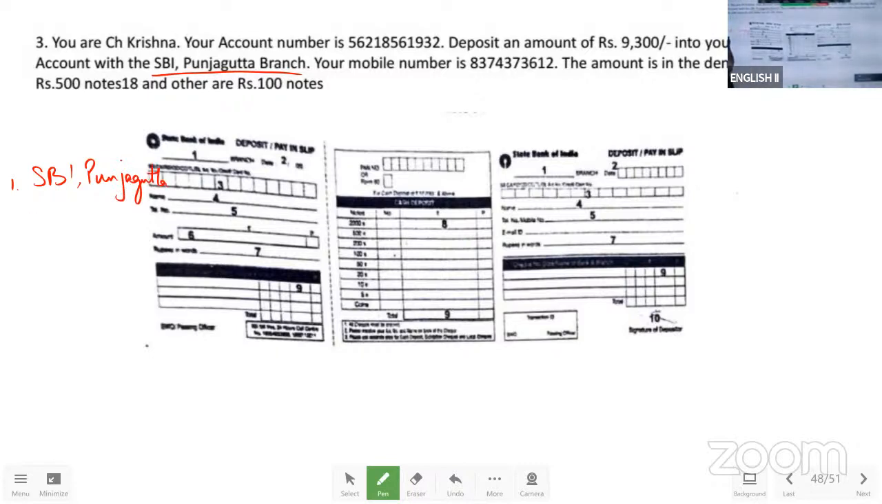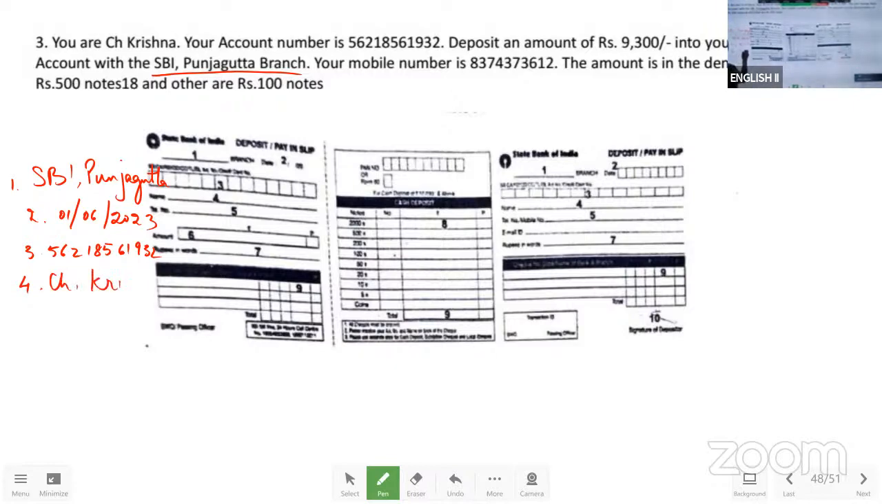Then second is the date, 01/06/2023. Third, your account number. Account number is 56218561,932. Fourth is your name, CH Krishna.